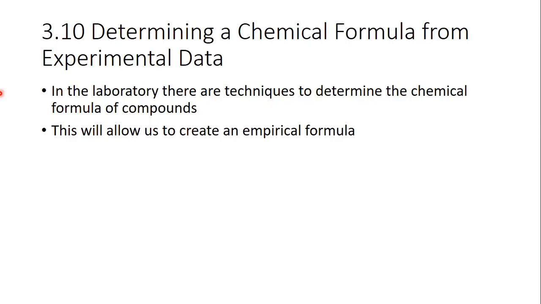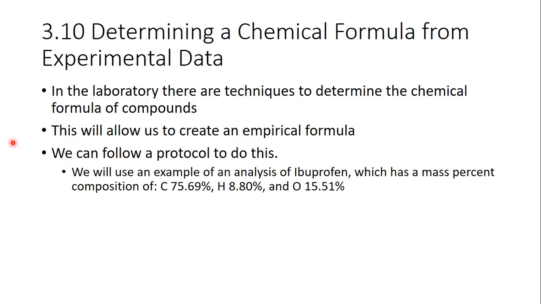In this video, we're going to talk about how to find chemical formulas from experimental data. This is done in laboratories all the time, where you have a substance and you don't know what it is, so you need to do experiments to figure out what the formula is. And we have a protocol to do this.